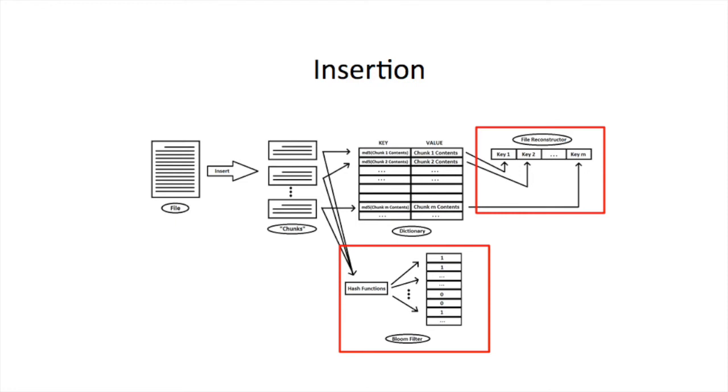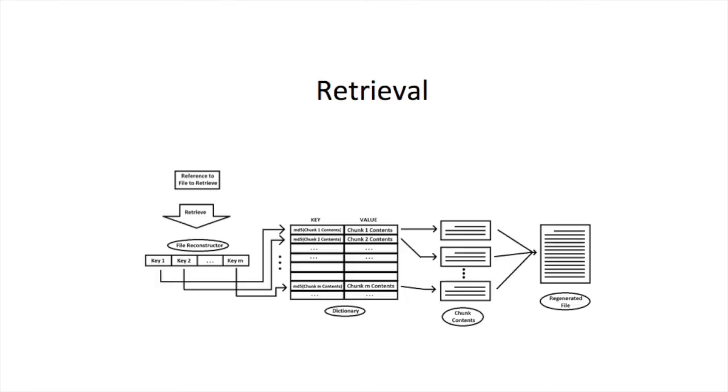Additionally, for each file, we reference this dictionary with two different data structures. The first is an array list that we call the file reconstructor. As chunks from a file are being added in order, their references are being added to this array list. This is then used later on for retrieval, which we'll talk about in just a minute. Additionally, these references are added to a Bloom filter. This Bloom filter comes in handy in deletion, which we'll get to later in the presentation.